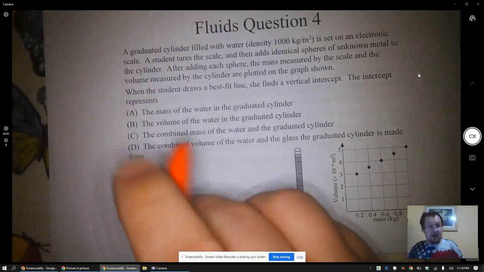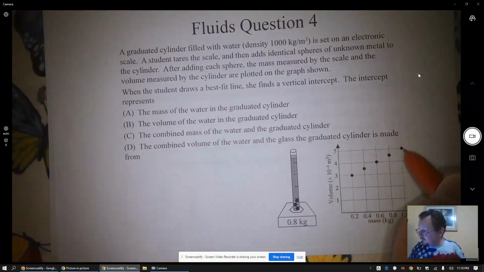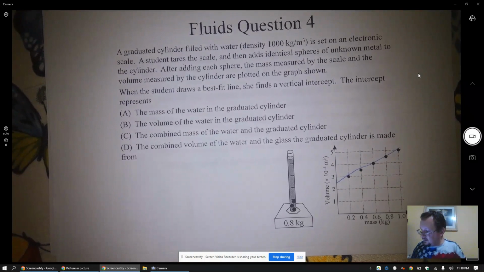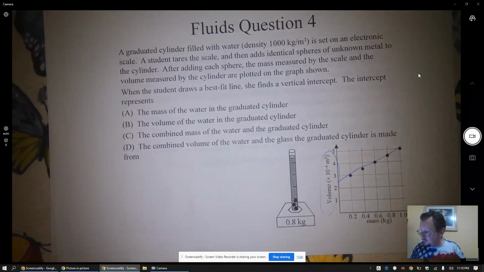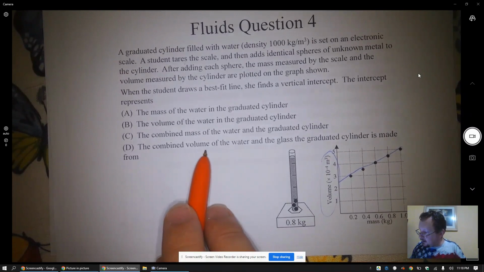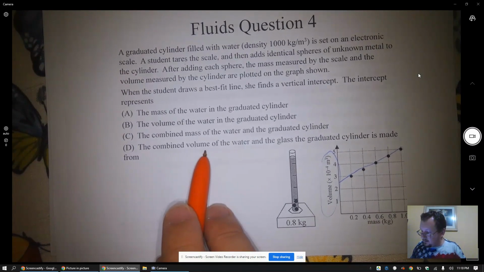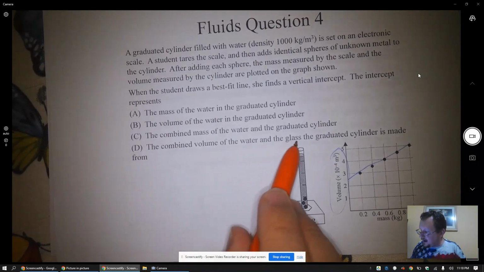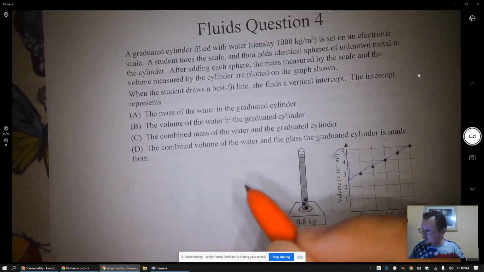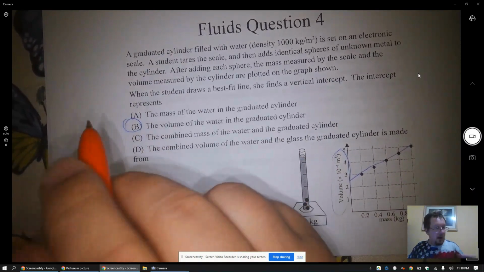All right, same setup. When the student draws a best fit line, there's an intercept. That would be an amount of volume. Is it the... no, it's not the volume of the water and the glass the graduated cylinder is made of. It's just the volume of the water in the graduated cylinder.